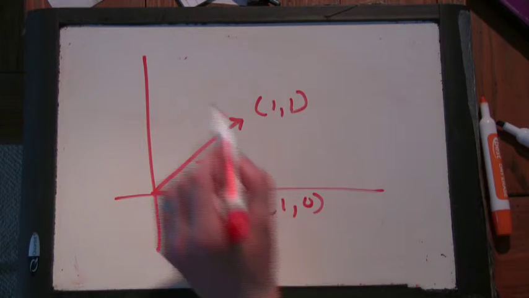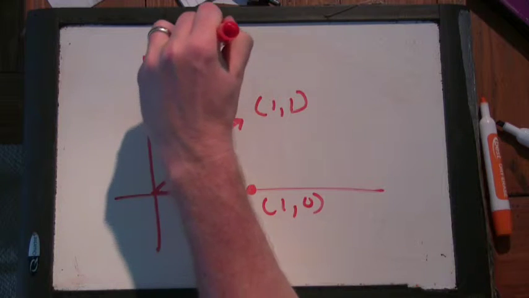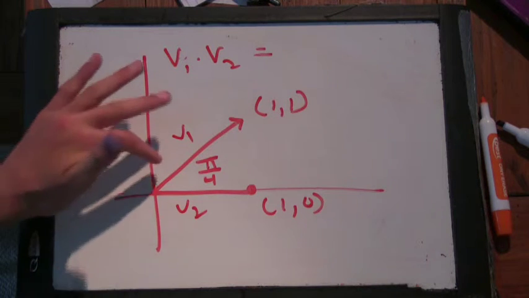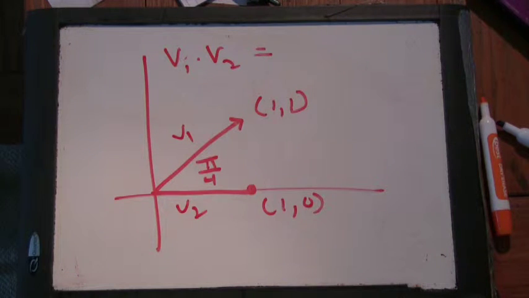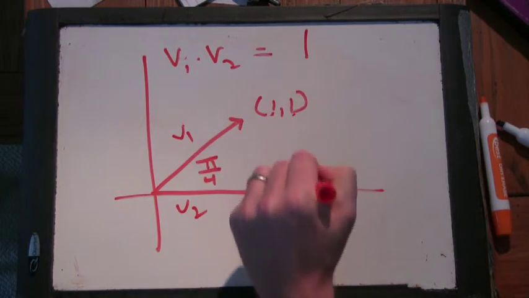Okay, so let's look at their dot product. If this is V1 and this is V2, what is V1 dot V2? What is that? So the length of V1 is square root of 2. No, sorry, not using the length. What is the actual dot product formula? The product of the x's and the product of the y's. It's going to be 1 times 1 plus 1 times 0, so it's 1. So the dot product is 1.